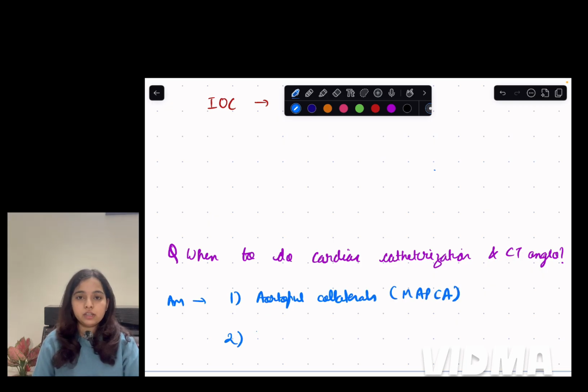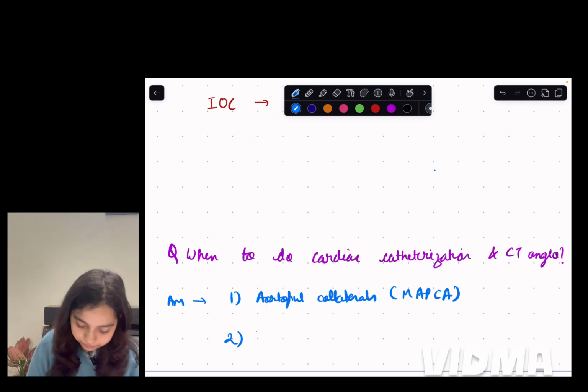Now, CT angiography. In a few patients, like 5 to 10% of the cases, there is an aberrant coronary artery overlying the right ventricular outflow tract. So you have to identify those arteries and protect them during the surgery.